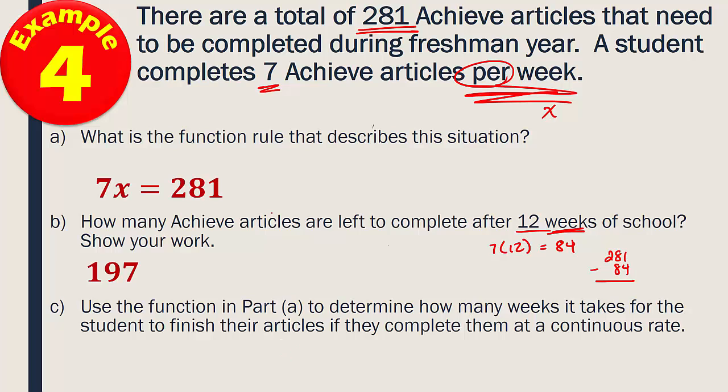So we want to use the function in part A to determine how many weeks it takes for the student to finish their articles if they complete them at a continuous rate, meaning they read the same amount of articles, this 7, every week. So all we have to do is solve for x. So if we have 7x equals 281, divide both sides by 7.